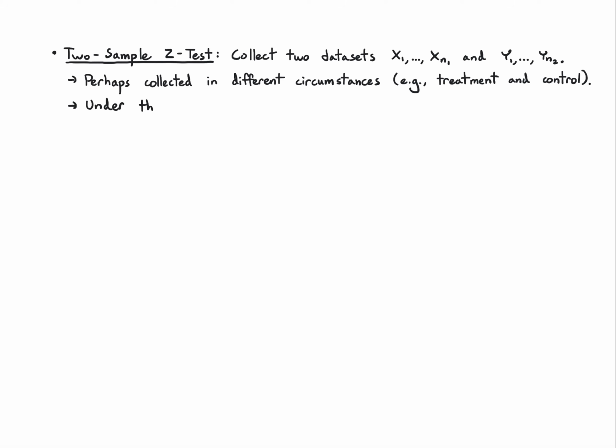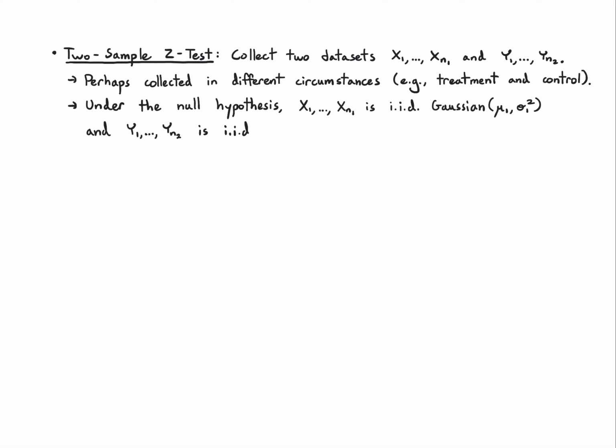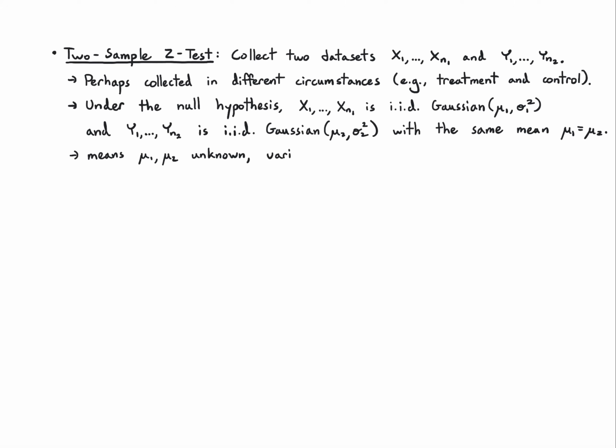And under the null hypothesis, I'm assuming that x1 up to xn1 is IID Gaussian with a mean mu1 and variance sigma 1 squared, and y1 up to yn2 is IID Gaussian with a mean mu2 and variance sigma 2 squared. And so the mean is the same under the null. So I'm assuming under the null hypothesis, the groups or the data sets have the same mean. They don't have to have the same variance, but they have to have the same mean under the null. But I don't know the means. I just think that they're the same, but I do know the variances. I know sigma 1 and sigma 2.